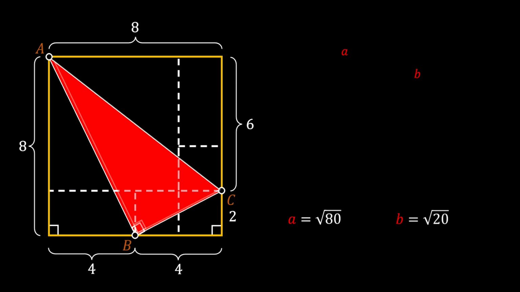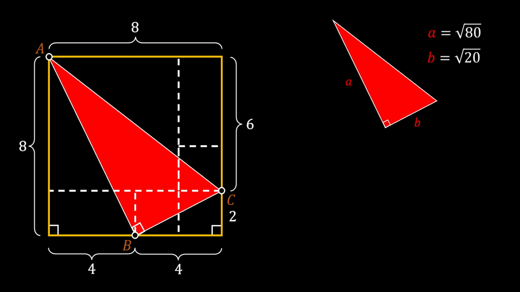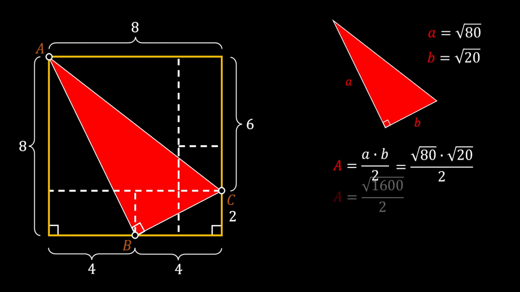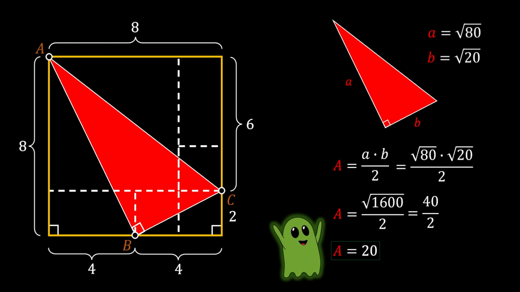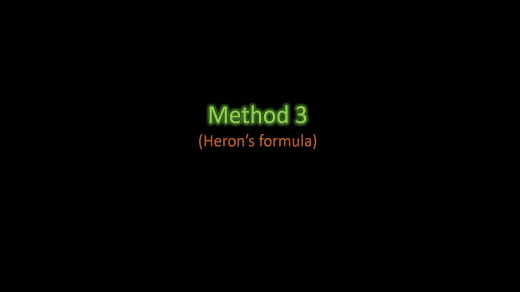Now we can use these two legs to find the area of this red triangle. Since we know that the area of any right triangle is equal to the product of its legs over 2, we can just substitute our values and we will get that that is square root of 80 times square root of 20 over 2. That means that the area is equal to square root of 1600 over 2, which is equal to 40 over 2, and that means that the area is equal to 20 squared units, and again we have our solution. Now let's try the method number 3 using Heron's formula.